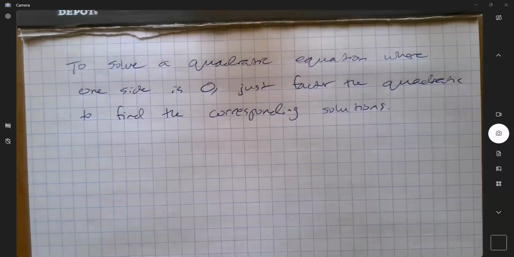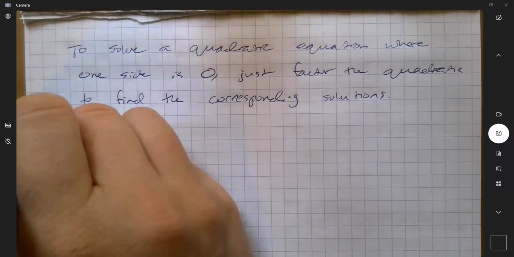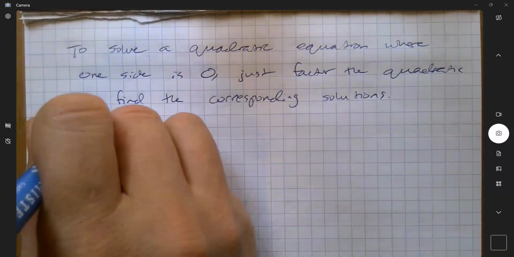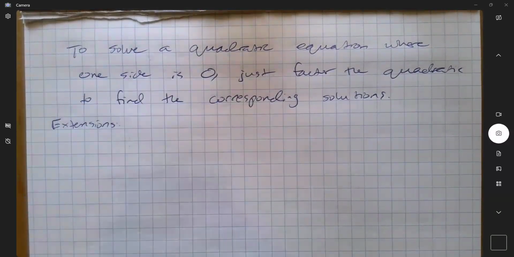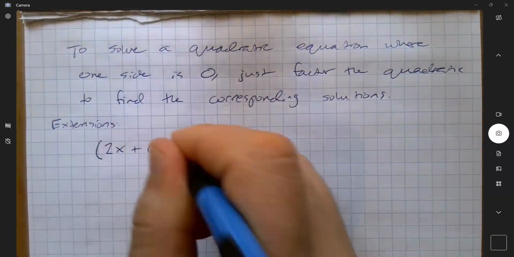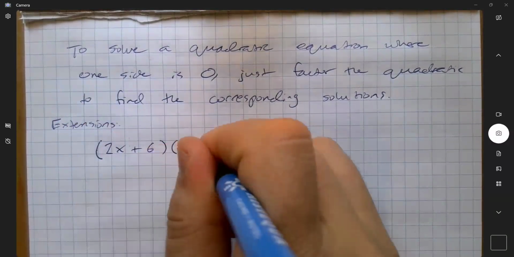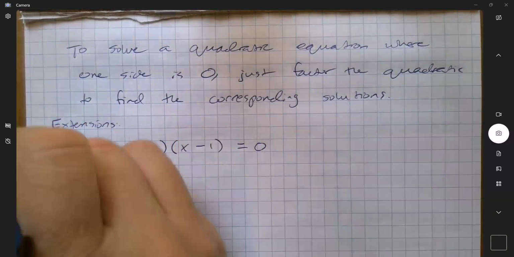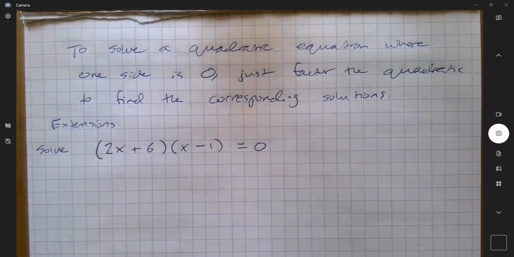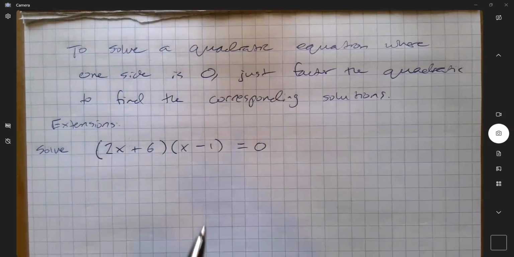And now we start adding in different ideas, different wrinkles. So let's look at extensions of this idea. My first extension is going to have a factor that isn't just a simple x plus or x minus. And let's suppose it's already factored. And so I want to solve this equation. But remember, solve is to find the x's that make it true. So we want the x's to make the left side 0.